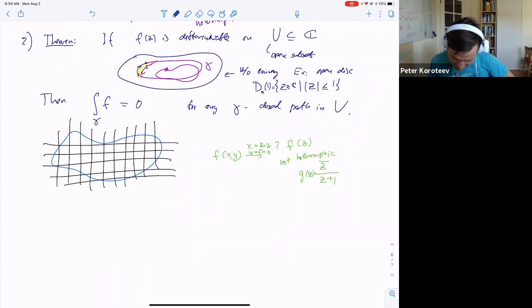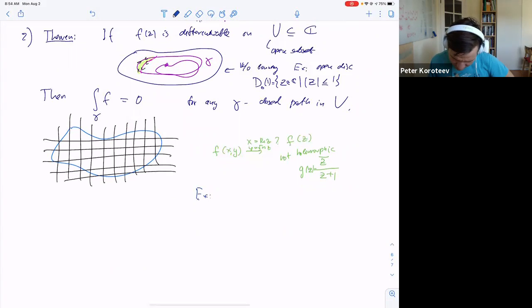So for example, you have the function x plus y squared. How do you write it as a function of z and z bar? We know that z is equal to x plus iy, and z bar is equal to x minus iy, and then you can solve for x and y. So let's add them together. You can see that x is equal to z plus z bar over 2, and y is equal to z minus z bar over 2i.